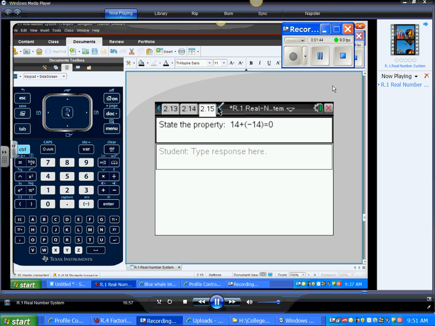State the property. 14 plus negative 14 equals 0. Well, what are we adding to 14? We are adding the additive inverse, which gives us our additive identity of 0.